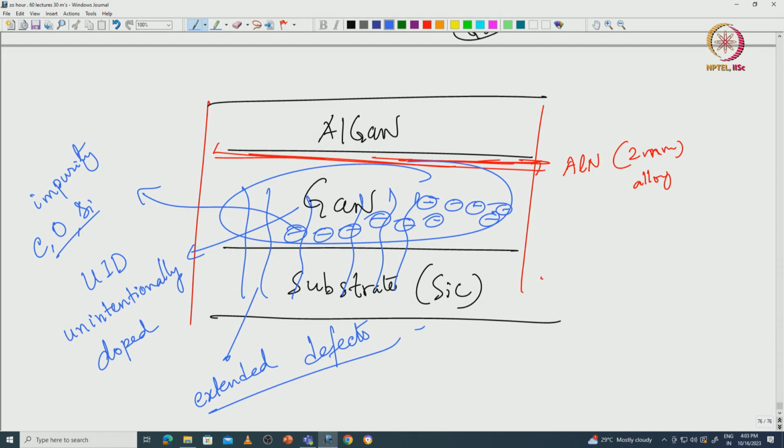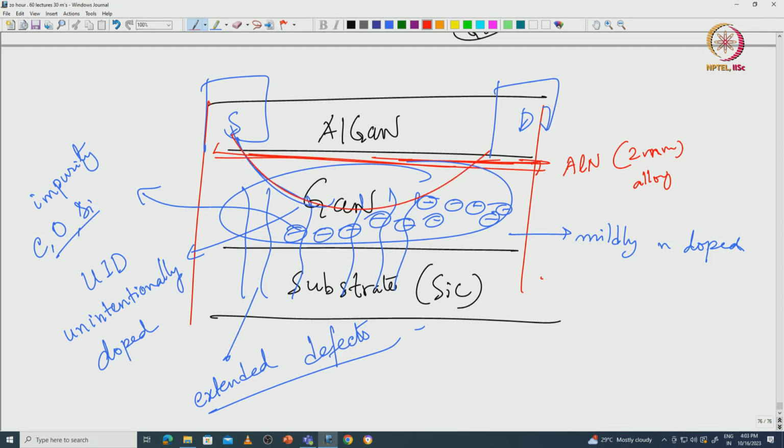What is the problem of background carrier concentration? It is mildly n-type doped, very mildly it is n-type doped. What is the problem with being mildly n-type doped? It will leak. This is a source, this is a drain. Okay. What will happen is that it will leak.